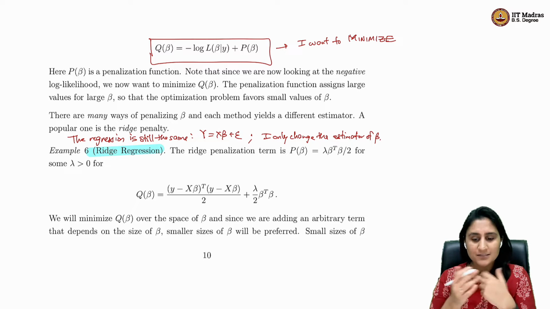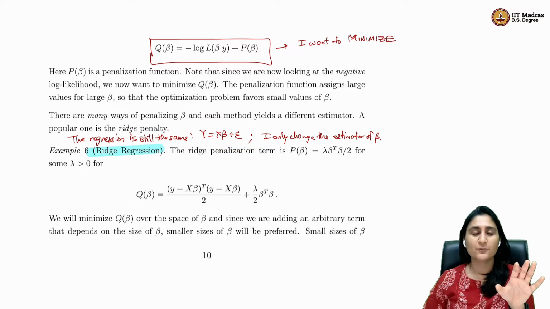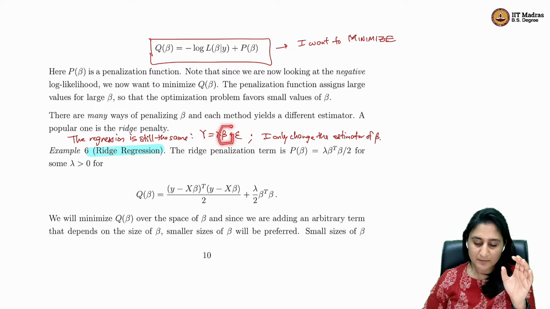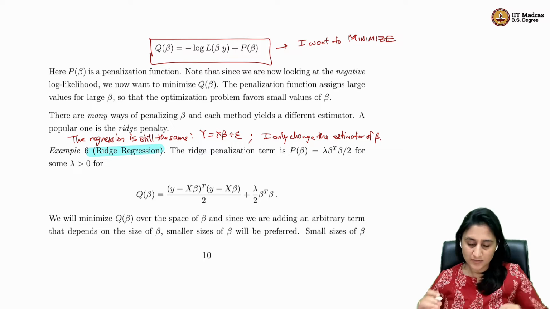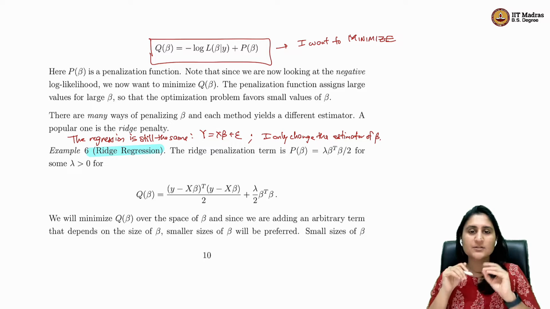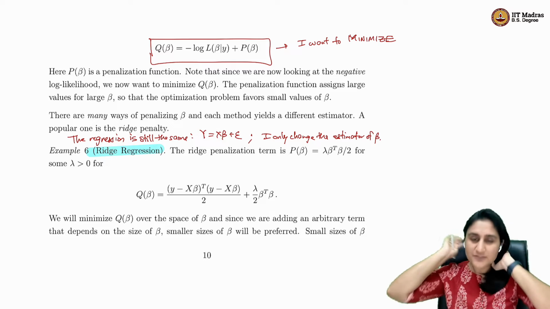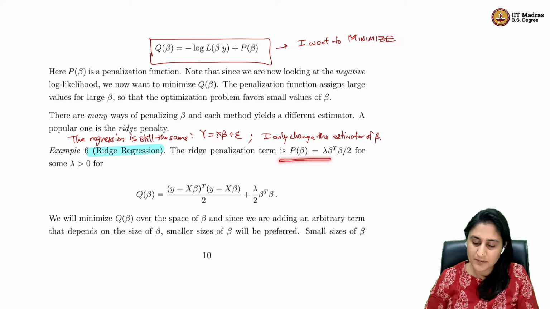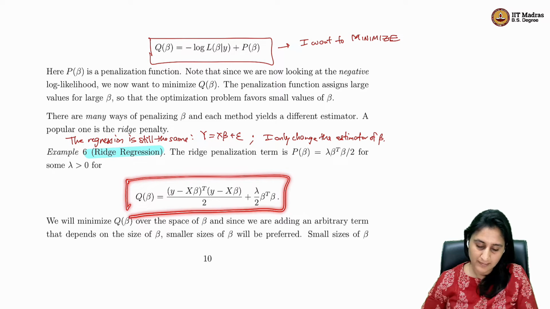Similarly, this ridge regression will give me another estimate of beta for the exact same model as before. So I can choose to estimate beta in multiple different ways. One of them is maximum likelihood estimation, and one of them is ridge regression. Okay, so ridge regression estimates are basically estimates of beta for the same regression model as we've studied. Okay, so for ridge regression, the penalty term P beta is lambda beta transpose beta by 2 for some lambda greater than 0. Okay, so Q beta takes then this form like this.